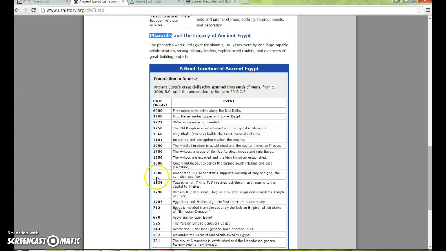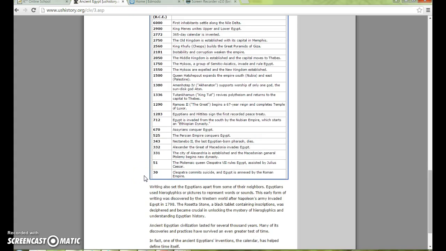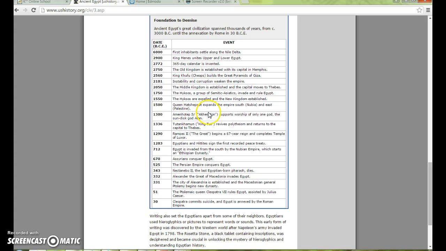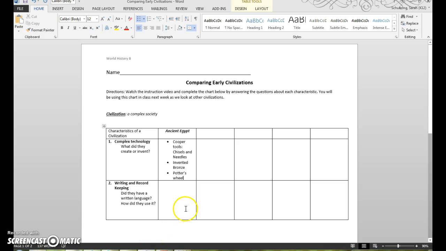We've got a little timeline of Egypt here for more information. Looks like there's also some information in here about religion. I see looking at supporting worship of one God, and they tell you who the God is. So that could be some information about their religion. I see here writing. Writing, that's a great start for our writing and record keeping. And let's see what other ones we've missed.